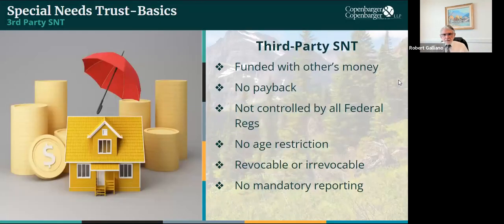All right. We're going to be talking about third-party trust.